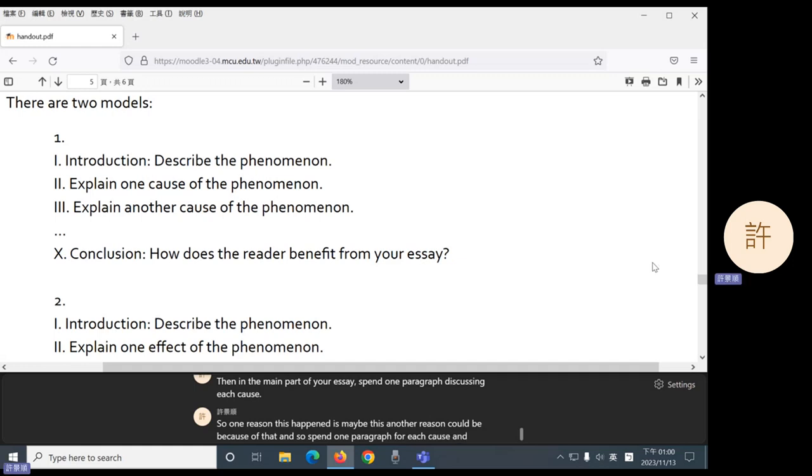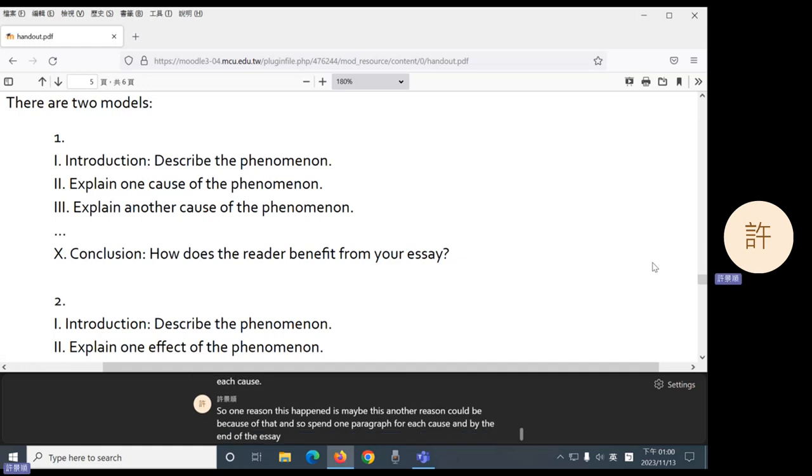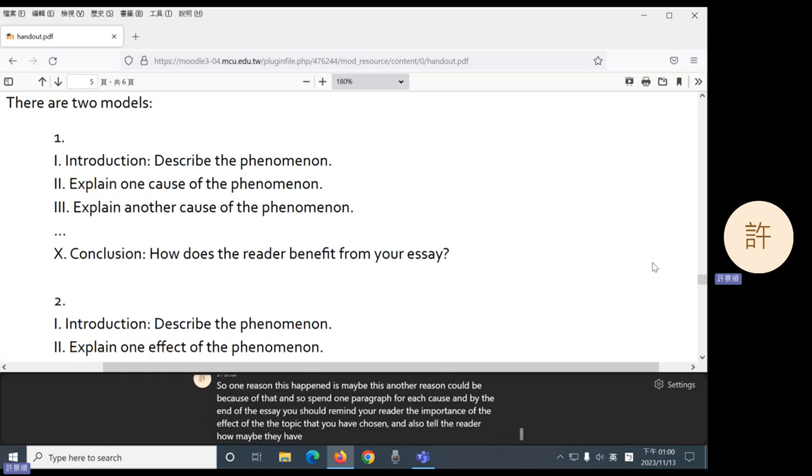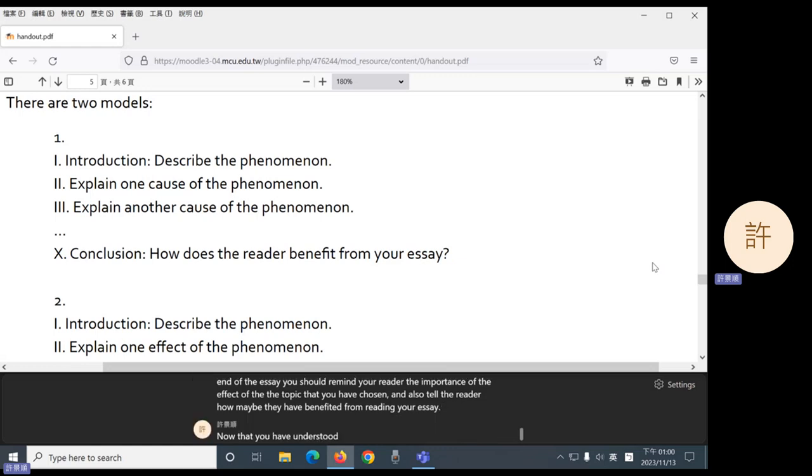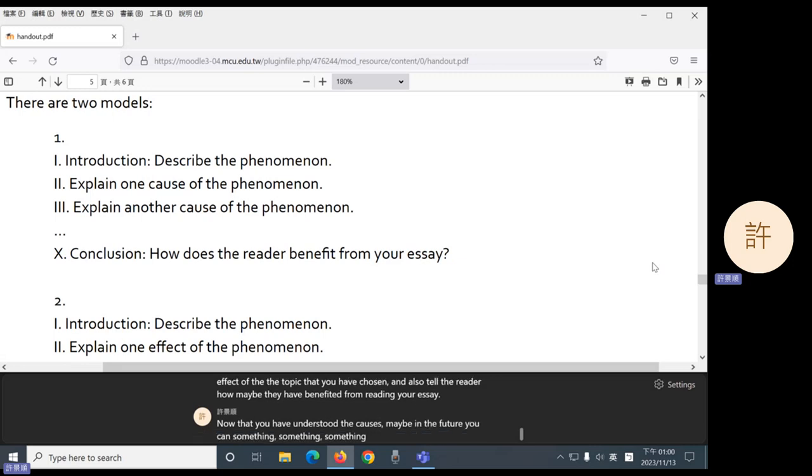And by the end of the essay, you should remind your reader the importance of the effect of the topic that you've chosen. And also tell the reader how maybe they have benefited from reading your essay. Now that you have understood the causes, maybe in the future you can do something. Or hopefully this has helped you better understand the topic.